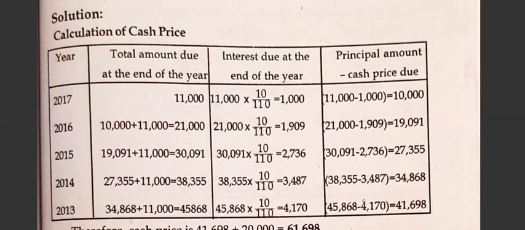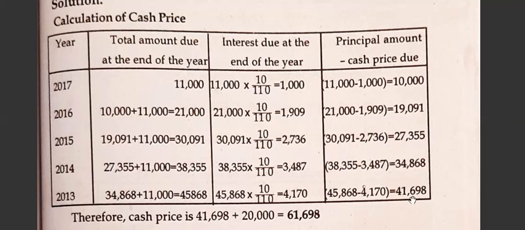So the cash price is this amount, 41,698, plus the down payment. If you check in the problem, the down payment is 20,000 rupees. So add 20,000, you will get 61,698. This is the total cash price. How you get the last amount: the 2013 amount plus the down payment, you will get 61,698. This is the last case to calculate cash price.